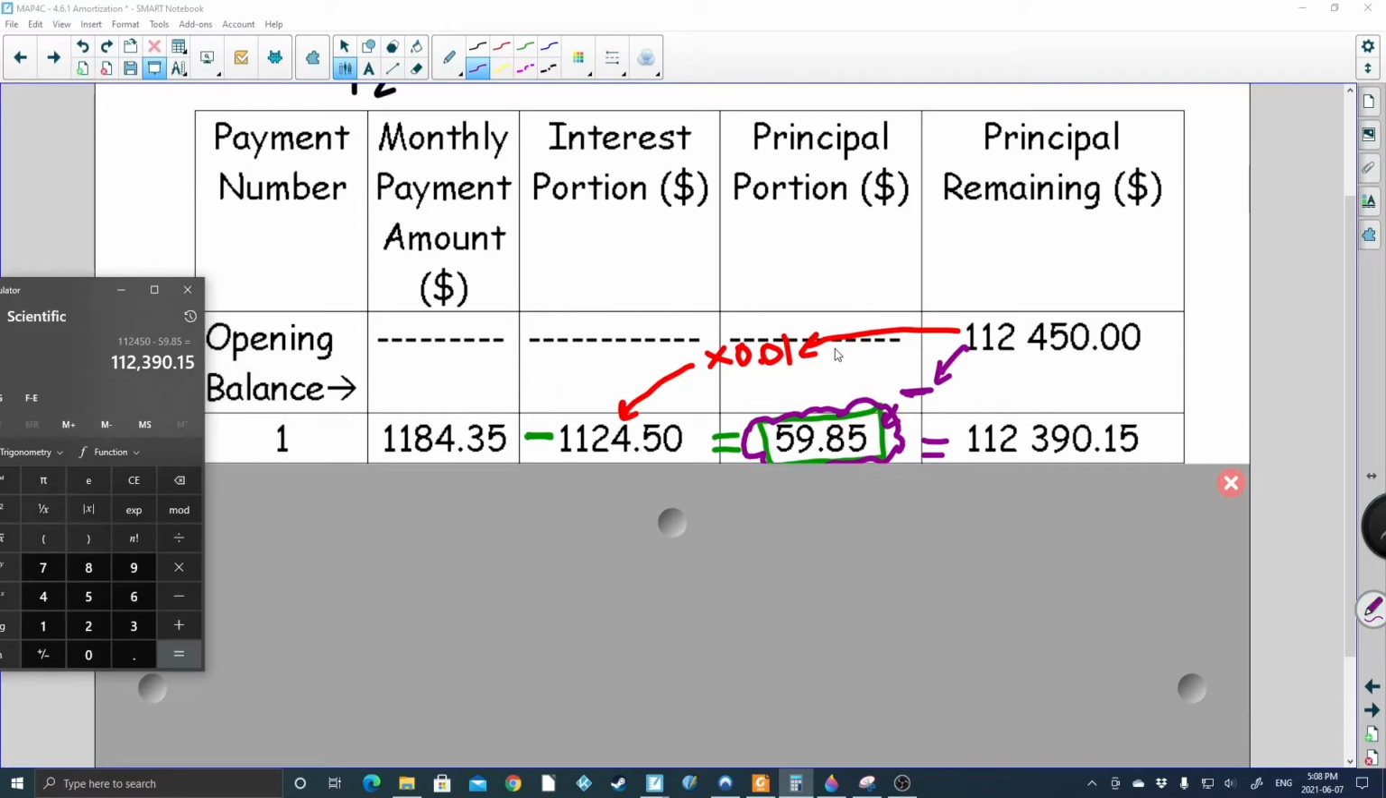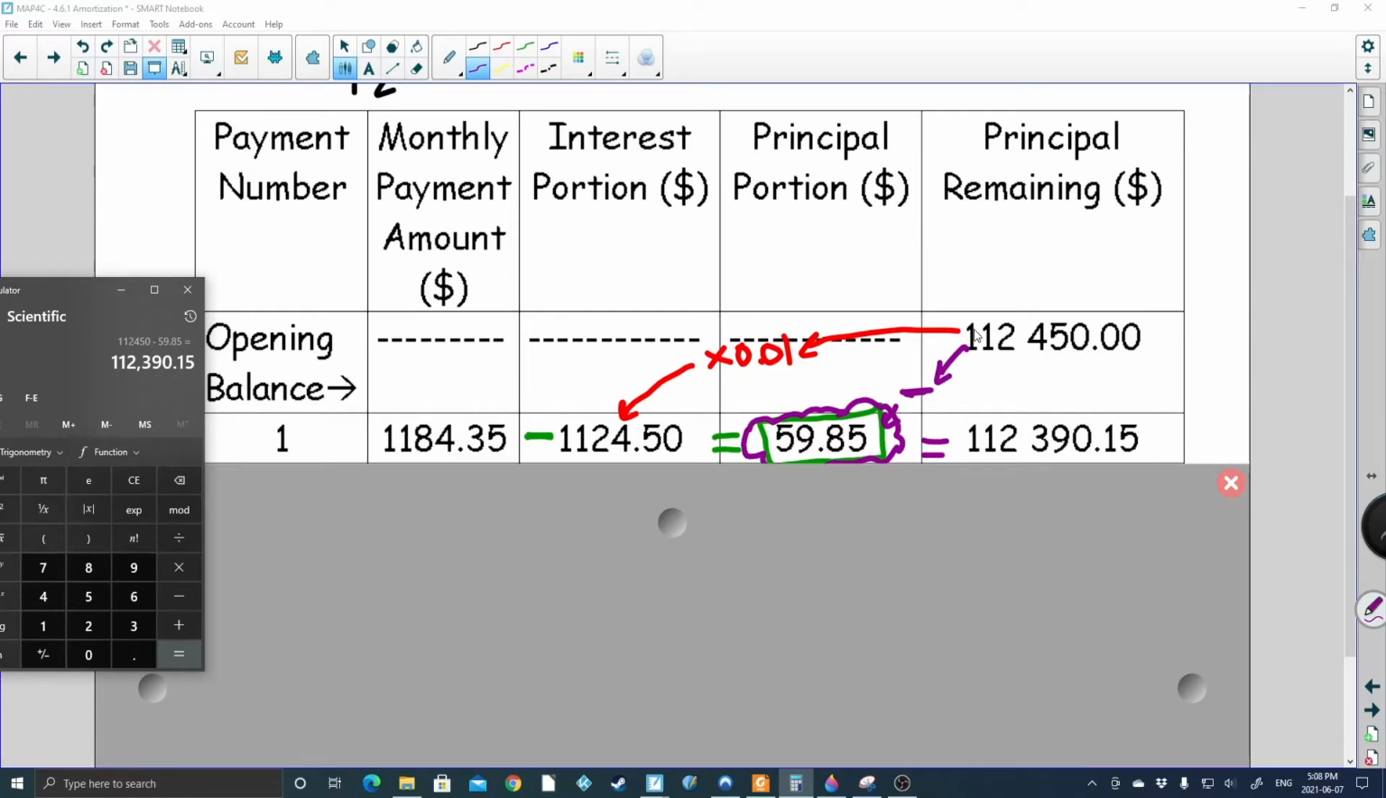Okay, so I'll run through that again. If you can understand what's happening, it makes it a lot easier. So look at the title of the column. We're trying to calculate the interest. Well, the interest is always calculated off of our principal. So our principal is $112,450. We multiply that times our interest, which is 0.01. That gives us the interest portion. That interest portion is going to the bank, but we paid the bank $1,184. The difference will give you how much money is left to pay off your mortgage.